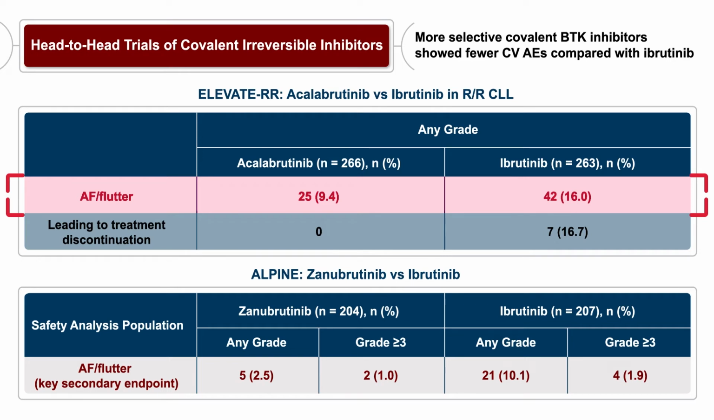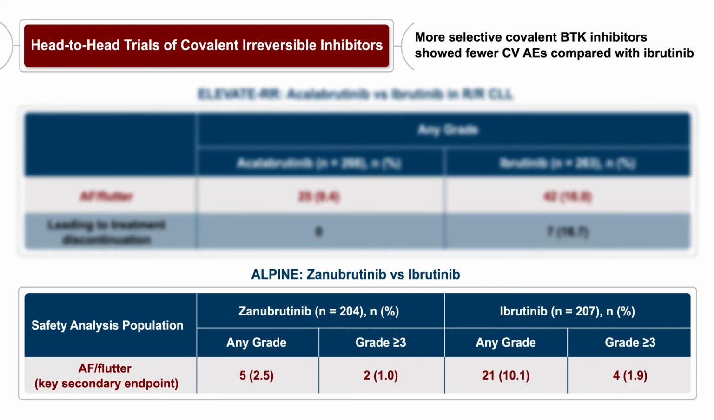toxicities. Another important finding is how many patients actually ended up having treatment discontinuation as a result of this complication, demonstrating that the toxicity was less with acalabrutinib. No patients had to discontinue treatment as a result of this. In a similar fashion, zanubrutinib was compared to ibrutinib in the ALPINE study. And again, looking at the cardiac toxicity of atrial fib and atrial flutter, we see that the rates of grade 3 and any grade cardiac toxicity were again lower in the more selective BTK inhibitor, zanubrutinib.